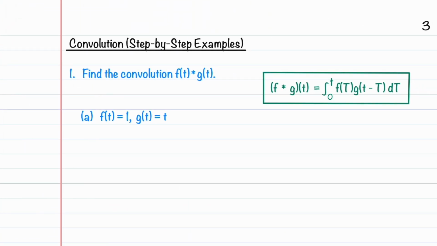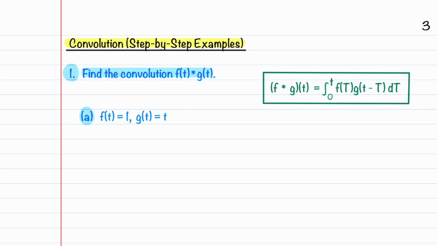We're going to walk through two convolution examples. In the first example, we'll compute two convolutions, and in the second example, we'll use convolution to find the inverse Laplace transform of a product. In this first example, we want to find the convolution of f of t and g of t. In part A, we're given that f of t is 1 and g of t is t.